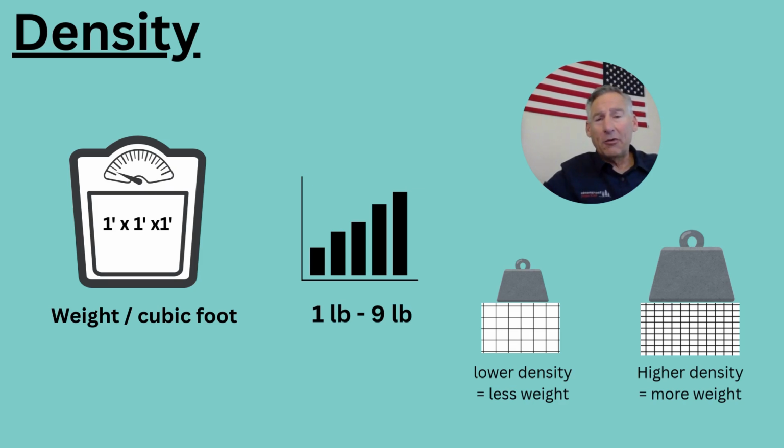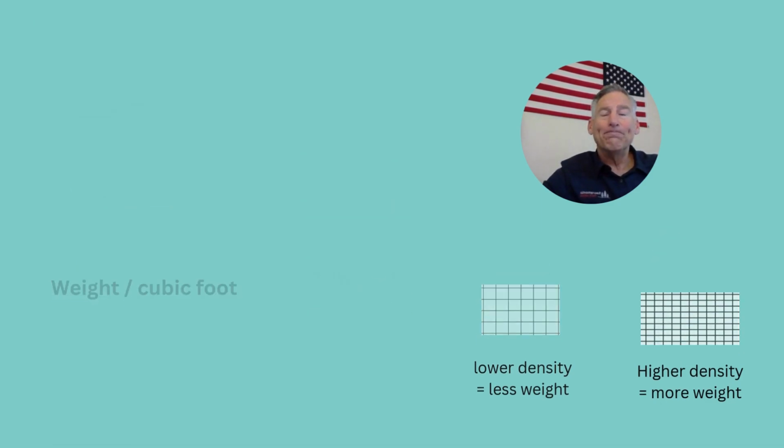The density of both materials is measured by the weight of a cubic foot. Each one of those materials can be made in densities ranging from 1 up to 9 pounds, even higher in some cases. But generally used in our case would be about a 1 to 3 pound polyurethane and a 1 to 4 pound polyethylene. Of course, the less dense the material, the less weight it will support. The more dense, the more weight it will support.